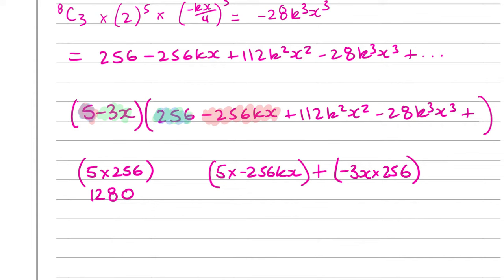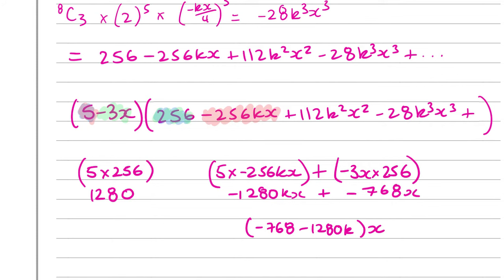Okay, so then, right, I need a calculator. So then we're going to have minus 1,280 kx plus, what is it? Minus 3 times 256. Minus 768x. Okay? Right, now we can't just add these numbers together now. Okay, it doesn't work like that. What we know is that this is actually minus 768 minus 1280k, lots of x. Okay, don't forget there's a k in there, right?